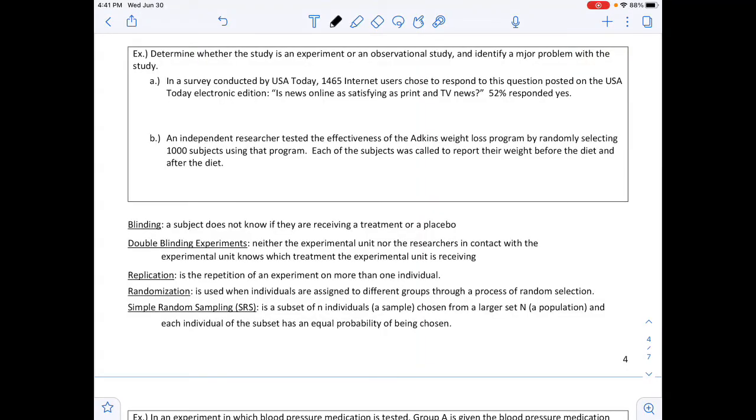So part A says in a survey conducted by USA Today, 1,465 internet users chose to respond to the question posted on the USA Today electronic edition. Is news online as satisfying as print and TV news? 52% responded yes. So the first question is asking about, is it an experiment or an observational study? And since we're just observing what people say and writing that down and not giving them any kind of treatment, this would be an observational study.